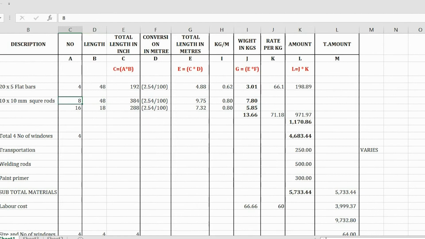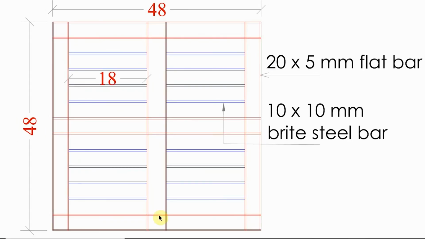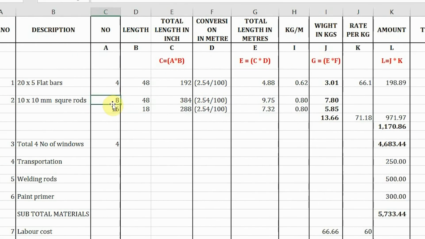8 numbers is required. So 1, 2, 3, 4, 5, 6, 7, 8. This is completely 10 by 10 mm, 48 inches of length. 8 numbers is required, so 48 into 8 is equal to 384 inches.